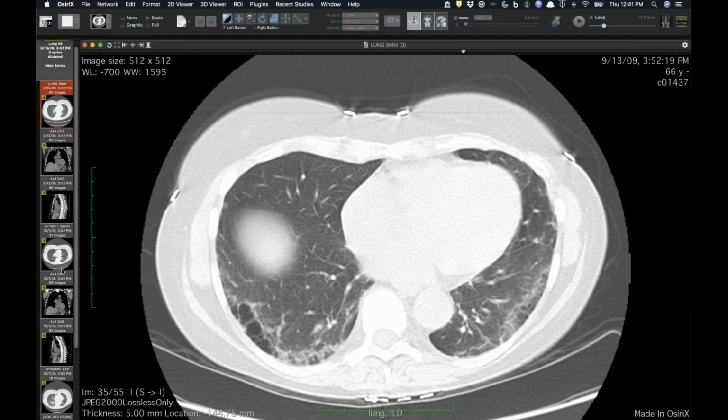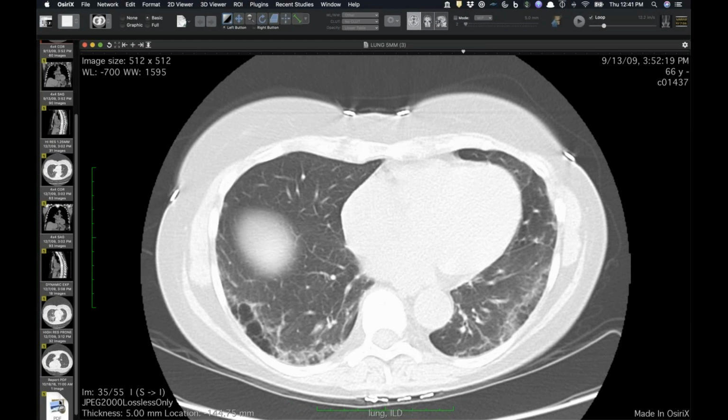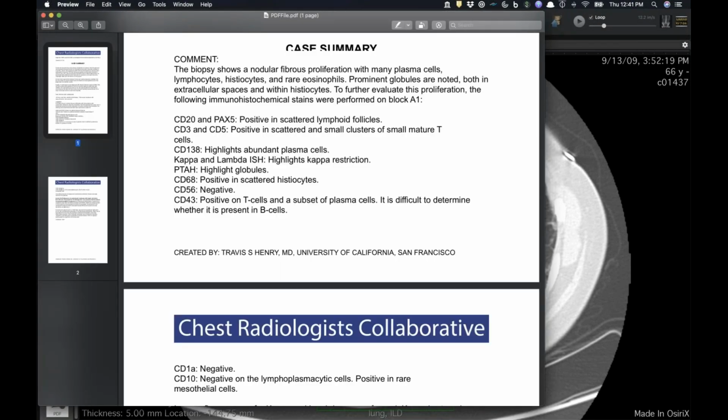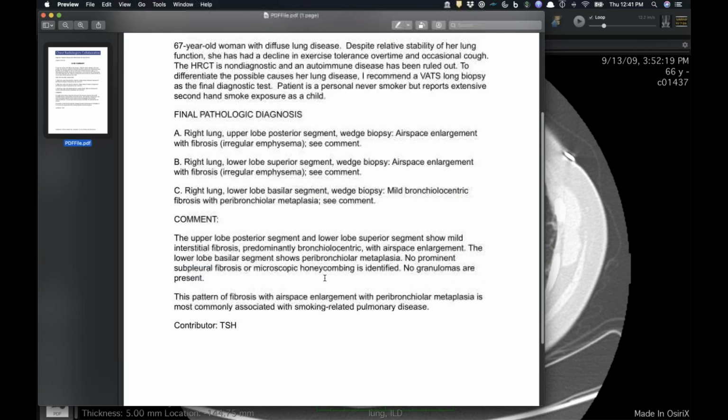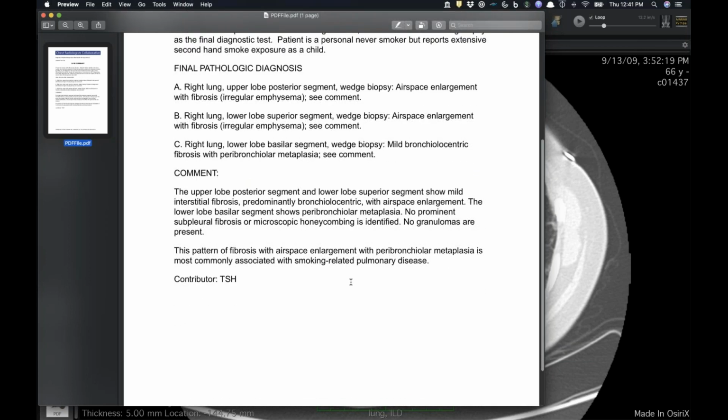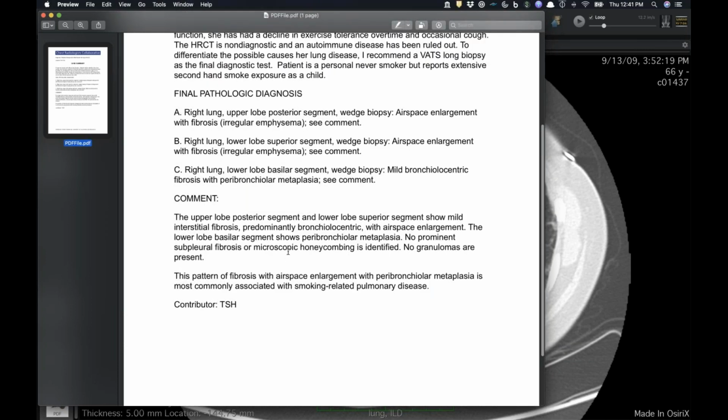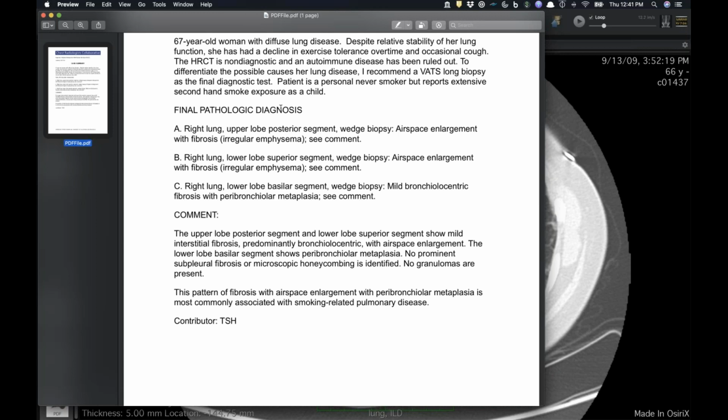And so they actually sent her to surgical lung biopsy. And I bring up all of those because this came back as airspace enlargement with fibrosis, so irregular emphysema. So I'm just curious if you guys have seen this kind of pattern in predominantly non-smokers, because it's not a UIP pattern, which would be part of that differential, and she still has zero autoimmune issues.